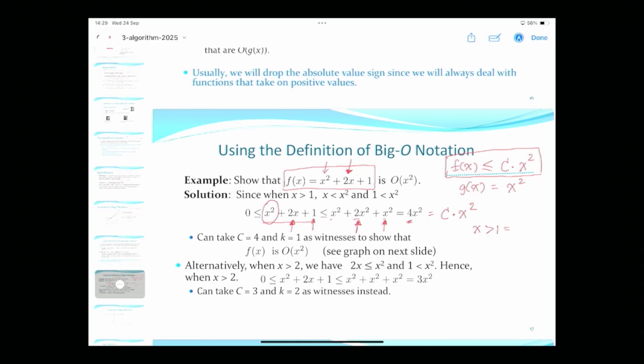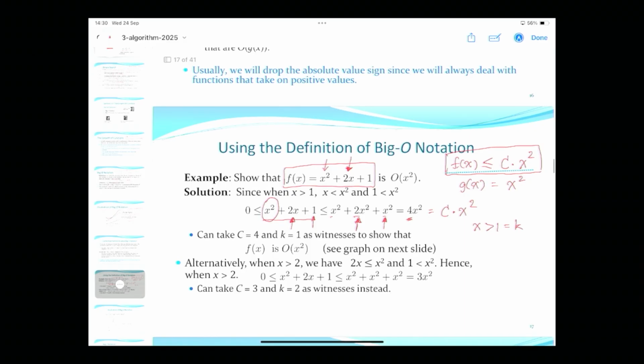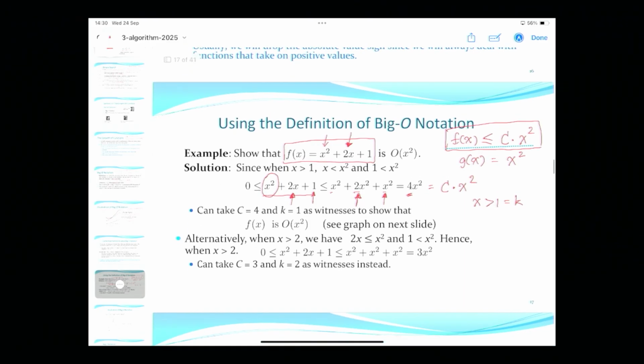So that means this is k. So the witness values k and c here: k is 1 and c is 4. Okay, this is one way to do it. Let's see a different way where we're going to come up with a different c and k.